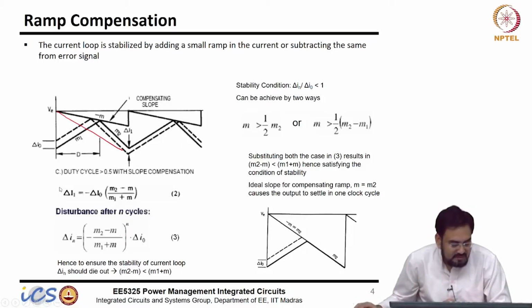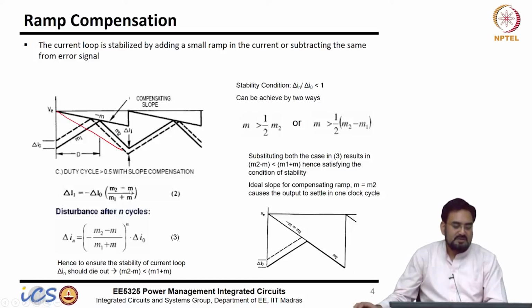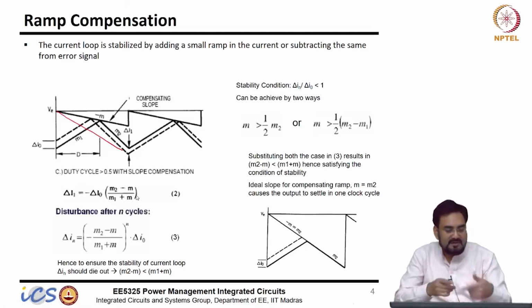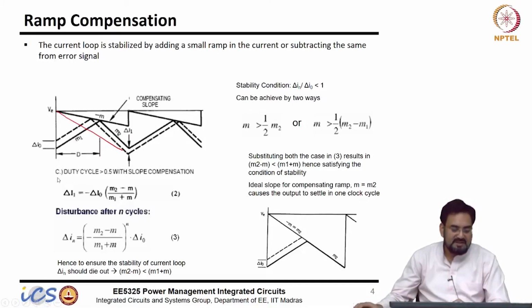Now that equation will get modified to (m2 minus m) over (m1 plus m). So the stronger the m, obviously the numerator will be much smaller compared to the denominator, and this will converge much faster. But there is a trade-off, whether you want to converge much faster or you want it to behave like a voltage mode control. That is why we cannot make this m much stronger.